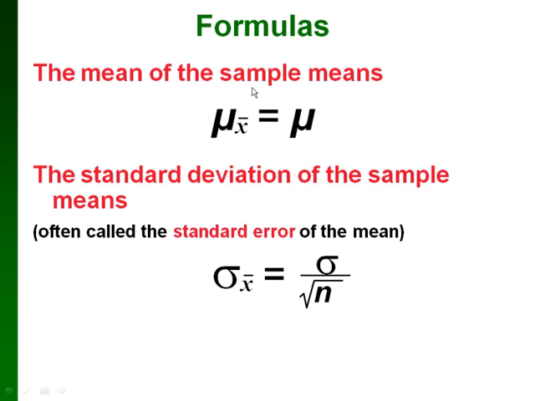Here are the 2 formulas that we're going to use for our sampling distribution for our sample means. The first one is really easy because the mean of our sample means is just equal to the population mean. The second one is a little bit harder to remember. This is that the standard deviation of our sample means is our original standard deviation divided by the square root of our sample size. And another name for this is the standard error of the mean.